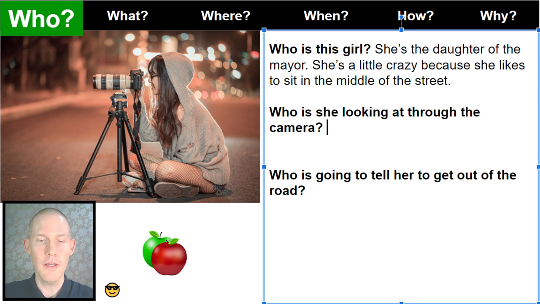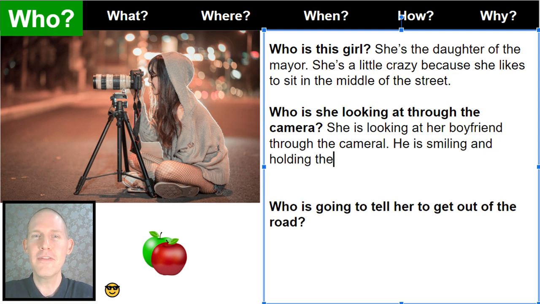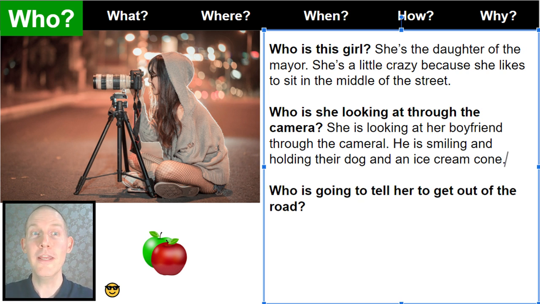Who is she looking at through the camera? Well, let's see. How about she is looking at her boyfriend through the camera. He is smiling and holding their dog. Why not? Oh, and an ice cream cone. Delicious. A late night walk, sitting in the middle of the road with your dog and eating an ice cream cone. All right. Who is going to tell her to get out of the road?